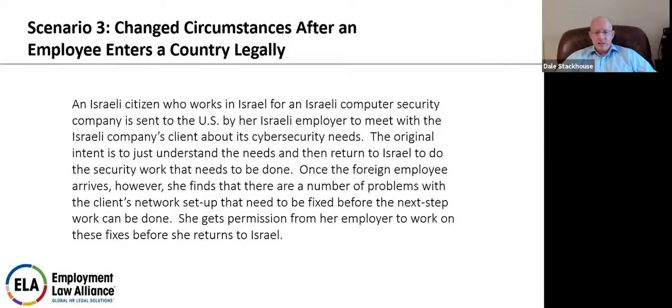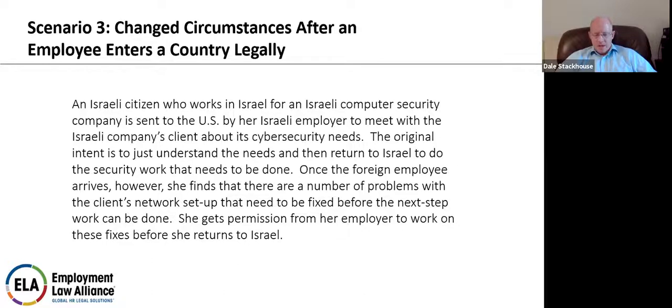The original plan is they're just going to come in, assess the situation, figure out what's going on, and then go back home and do the work remotely from Israel. And therefore, they don't plan to pay any US taxes on that person. And they get them in here in some kind of short term, as you pointed out, Mary, maybe they even decide on their own it's going to be a business visa because they're just coming in for a meeting or two.